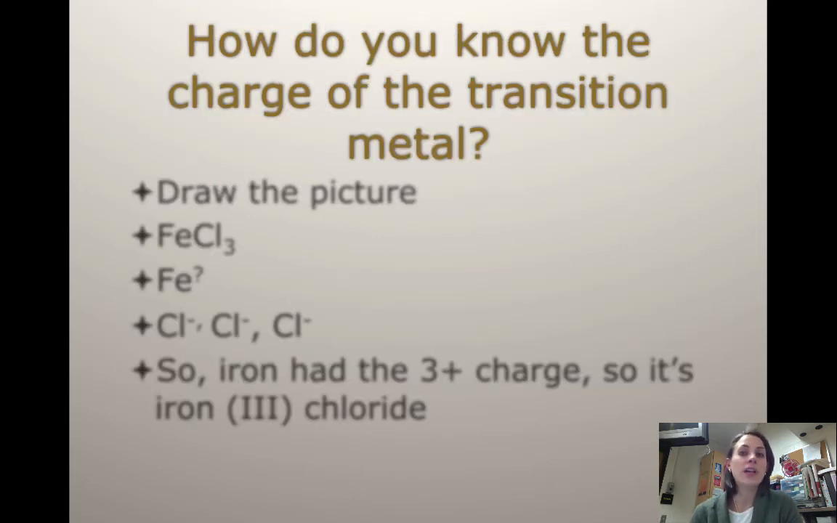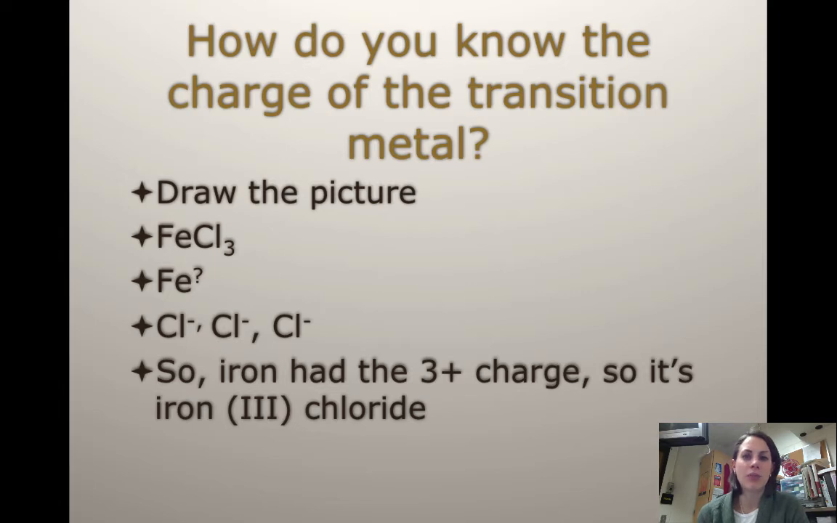Okay, so let's figure out how we can know the charge of the transition metal from the formula. The first thing I want to do is draw the picture. I have my formula FeCl3. I don't know the charge on iron, but I know there's one of those ions, since my subscript is 1. I see a 3 next to the chloride, which means there are 3 chloride ions, and each of them has a -1 charge. So my charge on iron, when I add it to -1 and -1 and -1, has to equal 0. So iron needs to have a +3 charge.